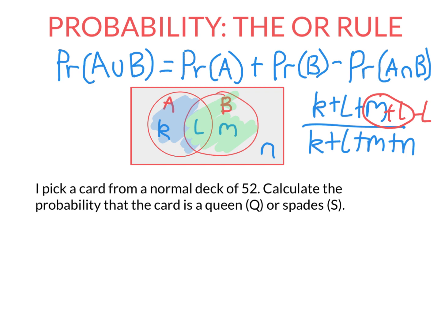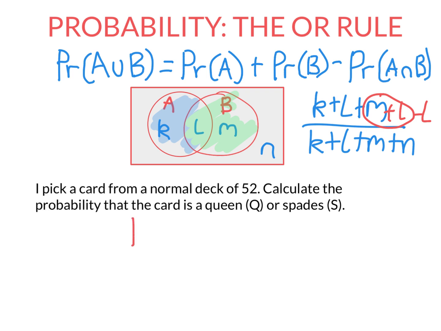All right, let's now look at applying it. So I pick a card from a normal deck of 52, calculate the probability that the card is a queen or spades. So remember, whenever we look at the word or in probability, we're including the case that it's both. So this card could be a queen, or it could be spades, or it could be both.